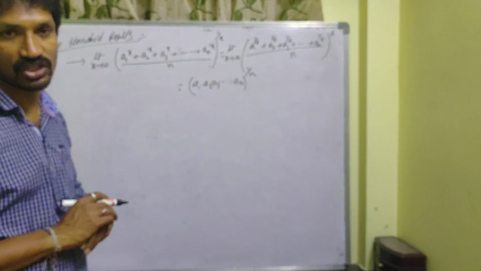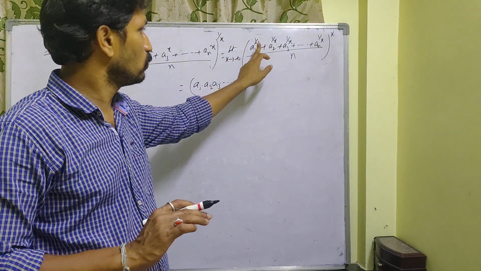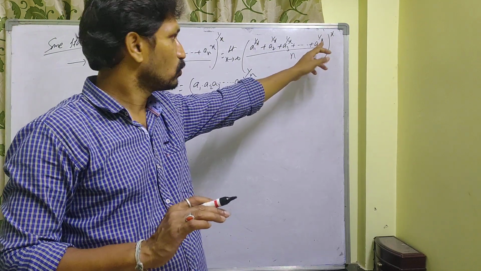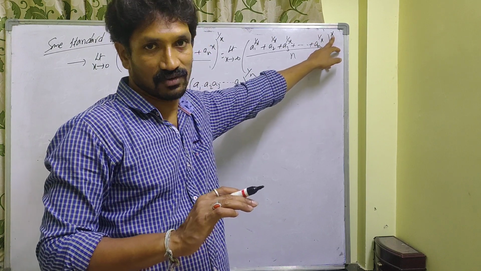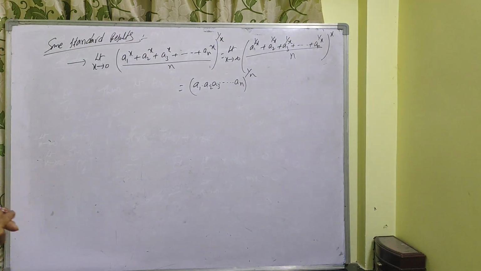This is in multiplication. Same, as x tends to infinity, 1 by x tends to 0. So this is 1 plus 1 plus 1 plus up to n. n are there, so n by n is 1. So 1 power infinity, as x tends to infinity. So this is the formula. Okay, so just remember, very, very important.